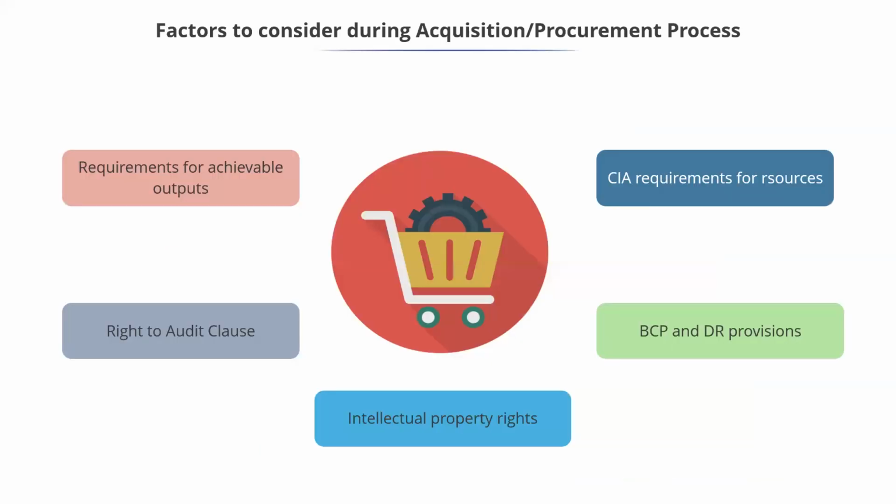Factors to be considered include requirements for achievable outputs, that is, what you want to achieve. The right to audit is very important, because how will you see whether the outsourcing partners are doing their job properly? Then intellectual property rights. What is intellectual property? Patents, trademarks. I will cover that next week. Those also have to be considered.